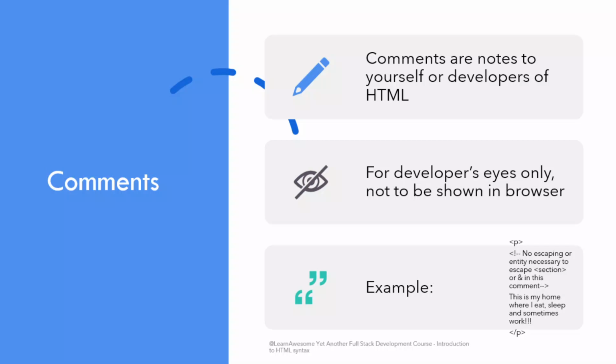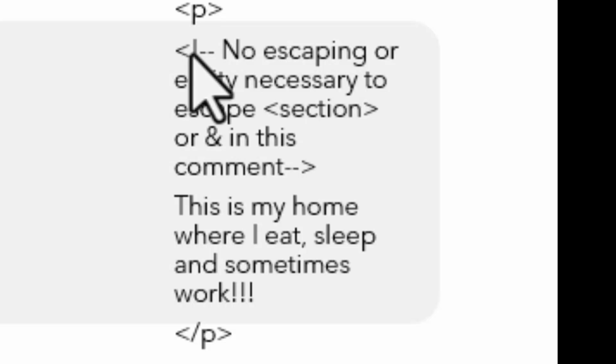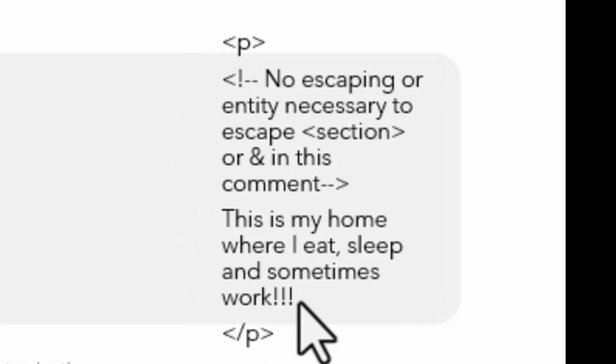Next concept is comments. Sometimes you want to leave a reference to yourself in an HTML document, like a note about a particular element, which is for developers' eyes only and not to be shown in the browser. For that, you use comments. Enclosed within an angle bracket, exclamation mark, and two dashes, comments are completely ignored by browsers while reading HTML. So you can write whatever you want here, taking the example of a paragraph element containing a comment as well as the paragraph text, where only this part would be shown.